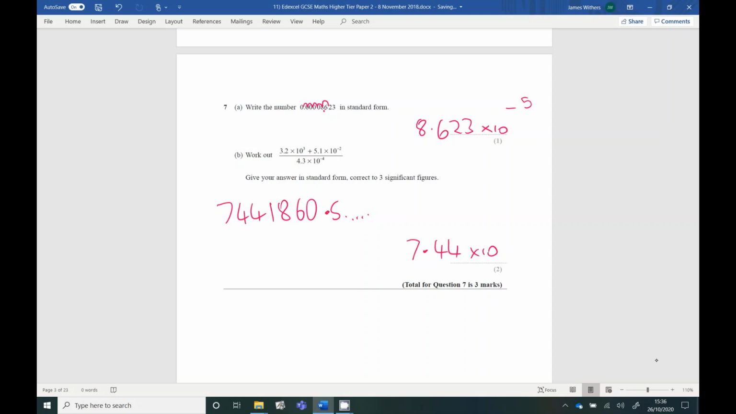So the decimal point in the normal number is between the 0 and the 5. We need to move it to there, between the 7 and the 4. That's 1, 2, 3, 4, 5, 6 hops. So 7.44 times 10 to the power of 6.